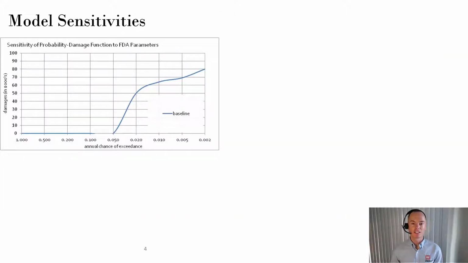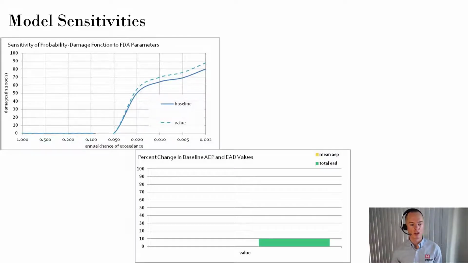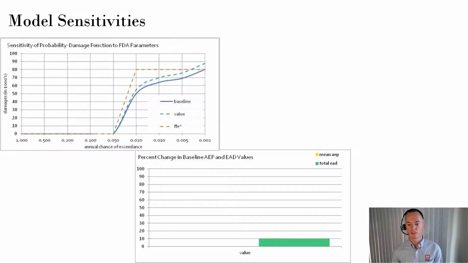FDA, like many statistical models, is very sensitive to parameterization. In the image on the upper left, damage is plotted against annual chance of exceedance for a 10% change in several attributes, such as value. For some attributes, like value, there is little change relative to the baseline. But for other attributes, such as flow, there is a significant increase in the annual chance of exceedance in a given dollar value.